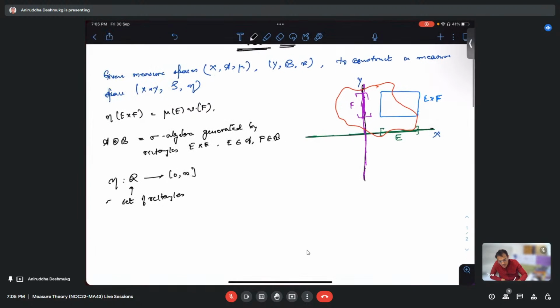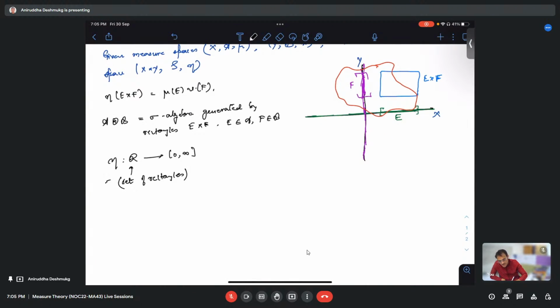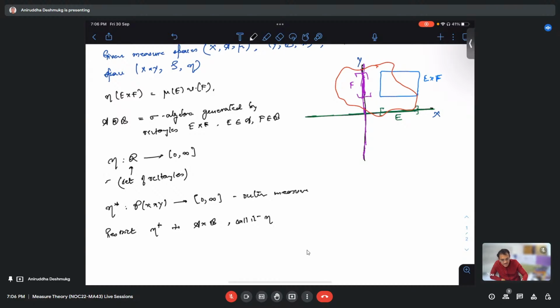Then using the usual way of extending this to a sigma algebra, first extend it to an outer measure on P of X cross Y. Outer measure. And then restrict it to the measurable subsets. Restrict eta star to A cross B. Call it eta. And then it is easy to verify that it is a measure.